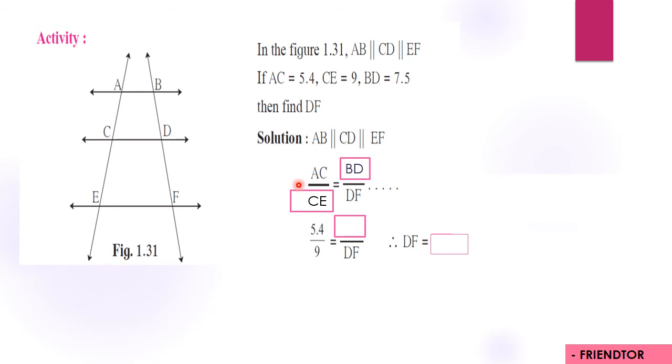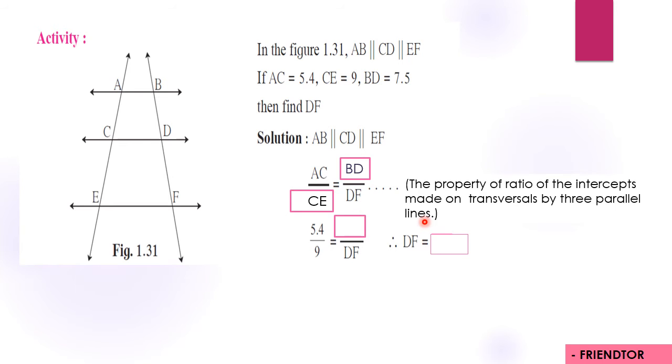So AC upon CE is equal to BD upon DF. Now we need to mention the reason also. The reason is the property of ratio of the intercepts made on transversals by three parallel lines. This is the reason. Okay. Because the ratio is the same. Now we just substitute the values. AC is 5.4, CE is 9, BD is 7.5. Alright. And DF is what we have to find.